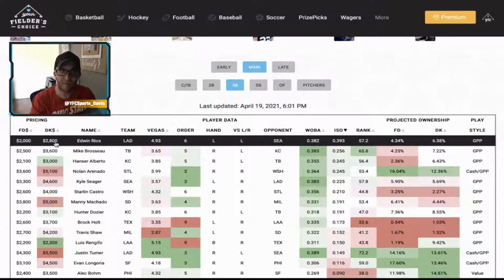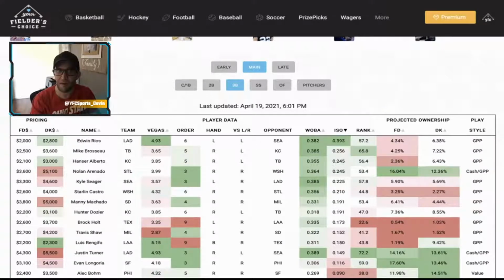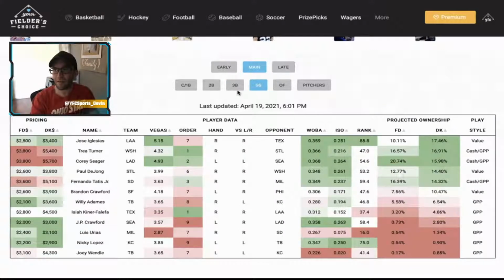Edwin Rios always makes a fantastic GPP play. He's got a lot of power people don't realize. So don't be afraid to take a look at that. Then let's go and move over to shortstop. So shortstop's a tough position.